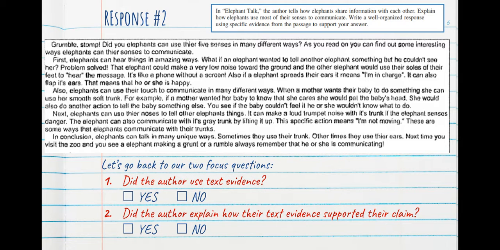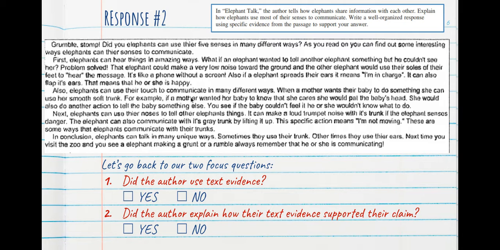Grumble Stomp, did you know elephants can use their five senses in many ways? As you read on, you can find out some interesting ways elephants can use their senses to communicate. First, elephants can hear things in amazing ways. What if an elephant wanted to tell another elephant something, but he couldn't see her? Problem solved. That elephant could make a very low noise toward the ground, and the other elephant would use the soles of their feet to hear the message. It's like a phone without a screen. Also, if an elephant spreads their ears, it means I'm in charge. It can also flap its ears. That means he or she is happy.